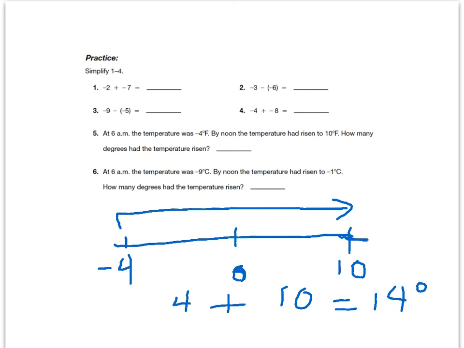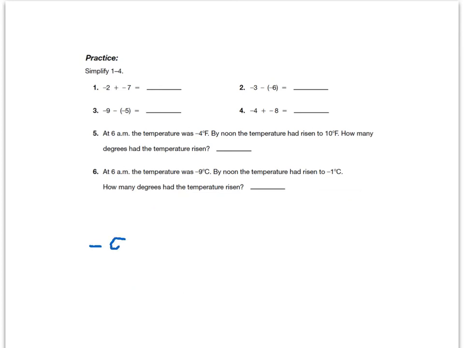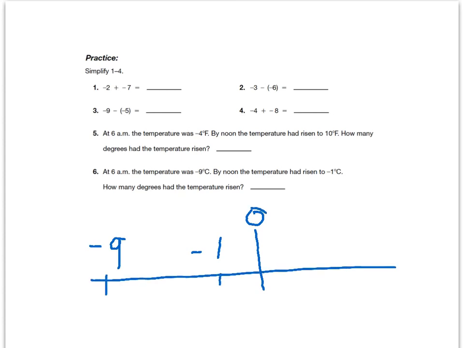Now on number 6, we have the situation that at 6 a.m. the temperature was at -9 degrees. So let's put that in, -9. And then at noon, the temperature had risen to -1 degree. So it didn't even get up to 0. It's still even below 0. But somehow it's gone from -9 to -1. And it doesn't say how many degrees it rose. It says that it got to a certain degree. So it went from -9 up to -1. All we need to know on a number line is how far it is between -9 and -1.